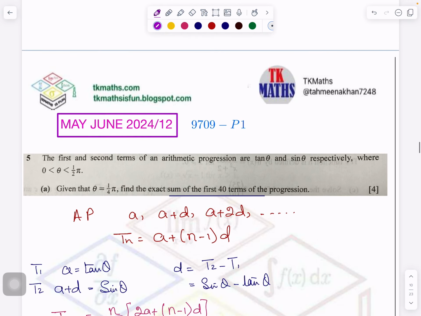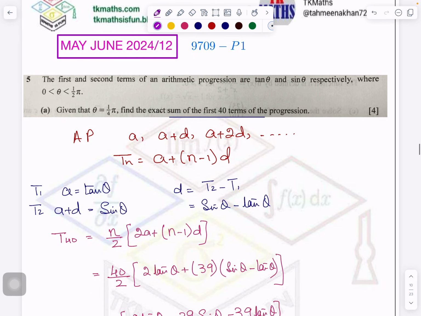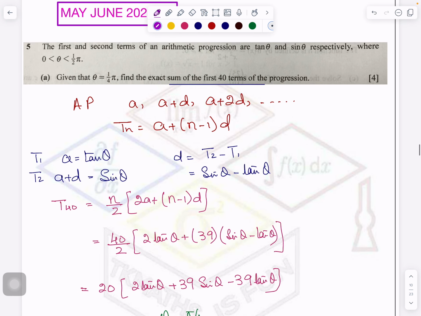Now come to number 5. This is related to series. Here they have given trigonometric functions. The first term is tan theta and the second term is sin theta. It is an arithmetic progression. So I have written a plus d as the second term, where a is the first term. To find the difference, what do we do? We subtract the two terms. So my difference is sin theta minus tan theta.